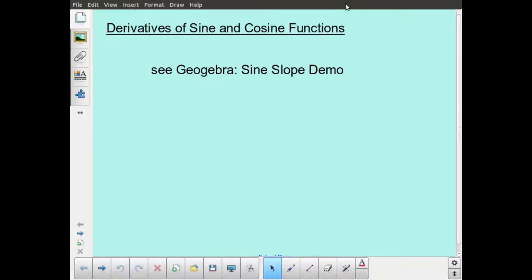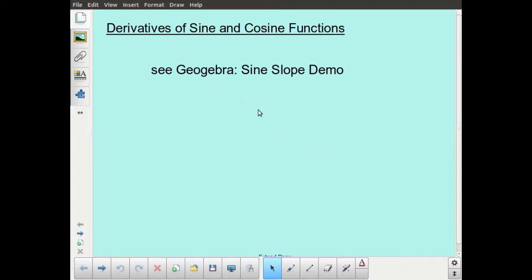For this lesson, we're going to be taking a look at derivatives of sine and cosine functions. This is part of this chapter where we're taking a look at the derivatives of functions that are not polynomials or rational functions, things that we've covered in the advanced functions course: exponentials, logarithmic functions, and now we're going on to trigonometric functions.